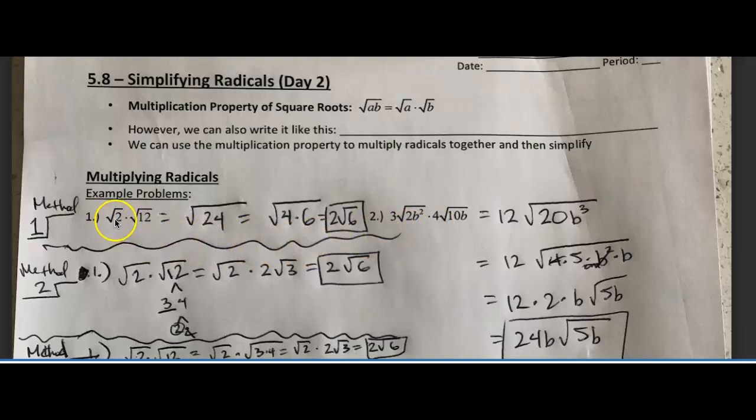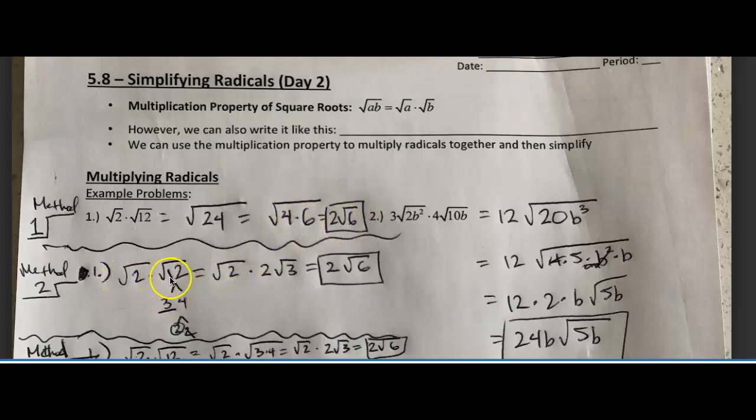So like right here, square root of 2 times square root of 12, we can multiply that to get square root of 24, but then we still need to simplify it. So if I break it down to 4 times 6, exposing the perfect square 4, I can then take the square root of 4 out, which is a 2, and the 6 stays in.